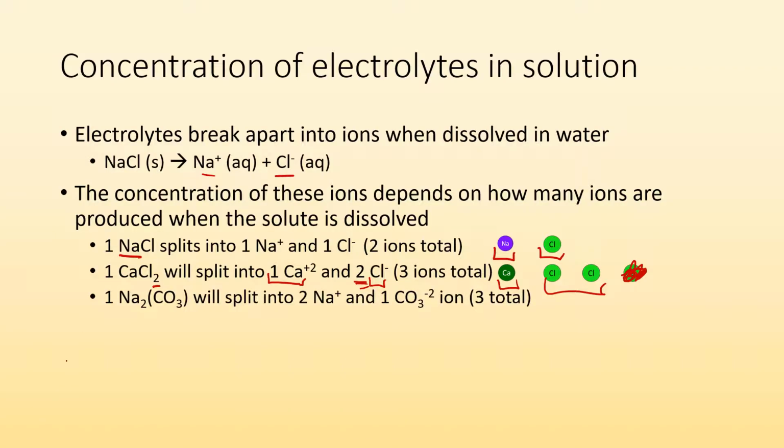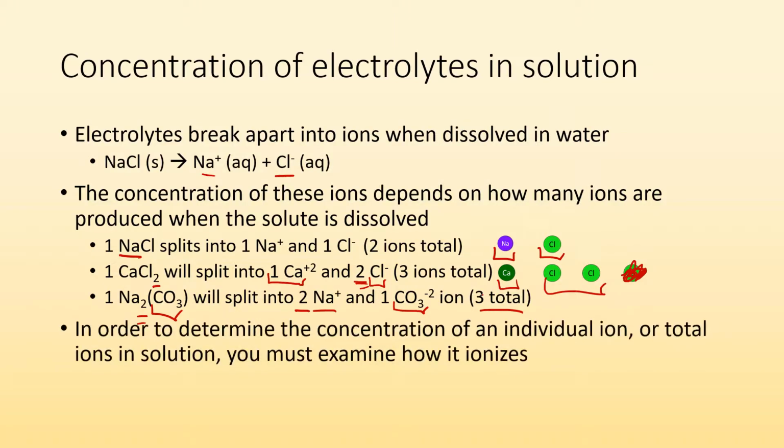If I had this sodium carbonate, all right, how is this going to split up? Well, I know the sodium is going to split up into 2 sodium ions from that Na2. And I know CO3 is a polyatomic ion. All those nonmetals are going to stay together as one ion. So I'm going to get one carbonate ion. So you're going to end up with 3 ions total from that. So in order to determine the concentration of an individual ion, like what's the concentration of the chloride ion, or total ions in solution, you have to look at how it ionizes.